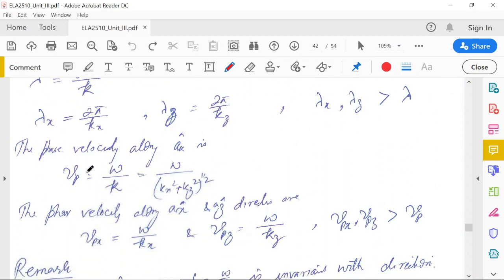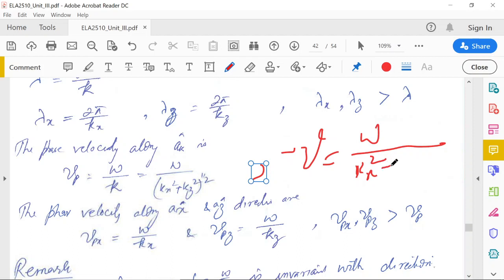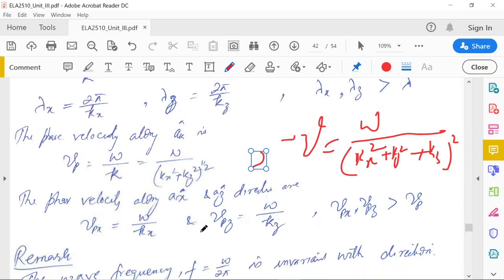Now the phase velocity can be obtained just by using omega over beta, and the magnitude of beta you can find as the square root of kx square plus ky square plus kz square. So in general the magnitude of v will be omega over that. This is how you can find the phase velocity in this one direction. Similarly, you can also find the phase velocity along ax and az: vpx is omega over kx, vpz is omega over kz.